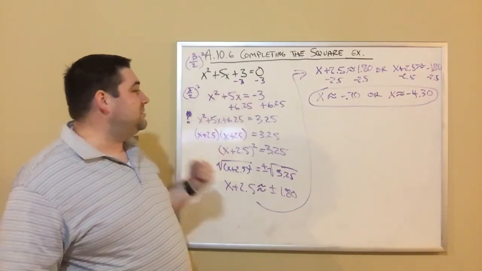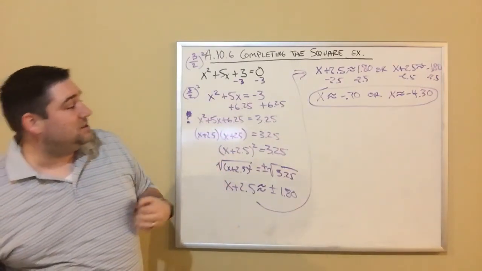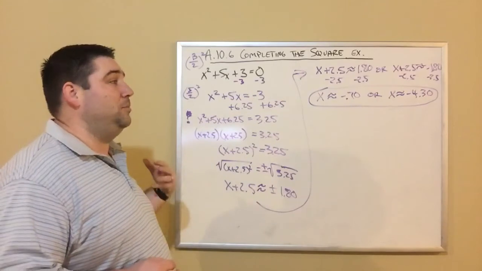So we've got our answer there. It was x is approximately negative 0.70 or x is approximately negative 4.30.